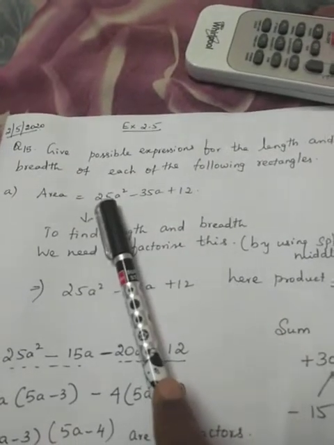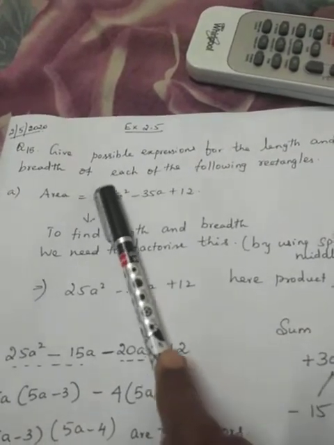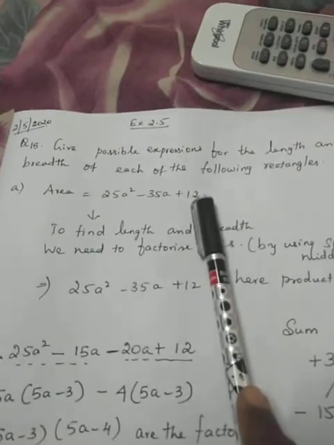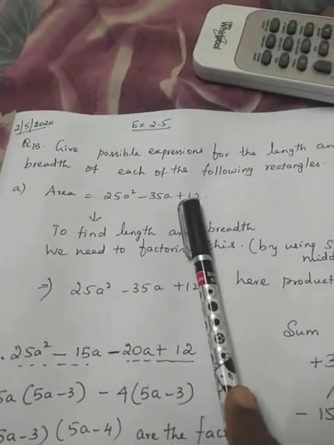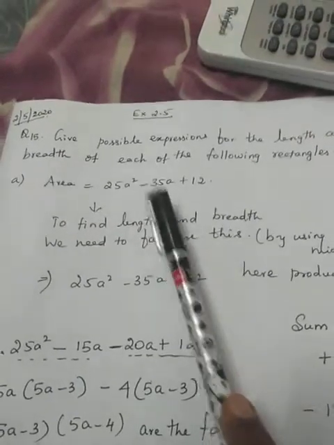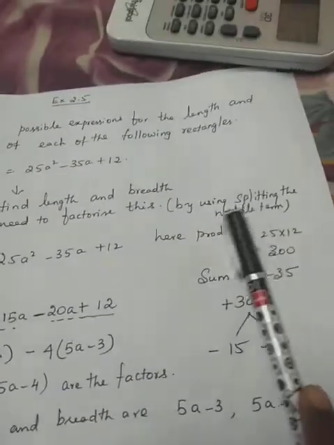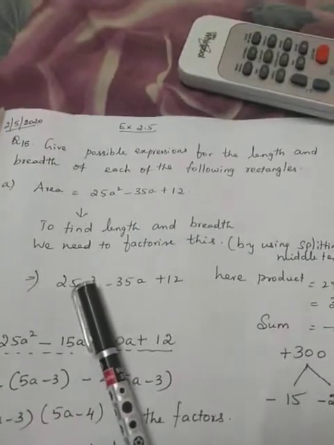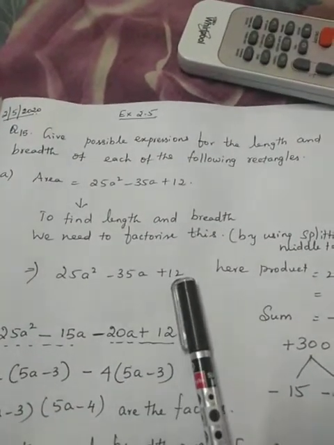We cannot use any identity here because 25a squared is a square number, but 12 is not a square number, so we can't use the identity a plus b the whole square, or a minus b the whole square. So we need to factorize this by splitting the middle term. 25a squared minus 35a plus 12.